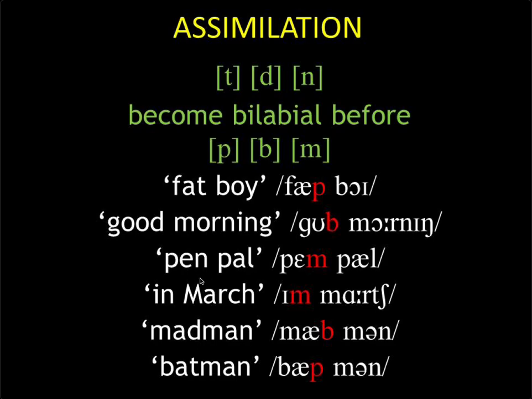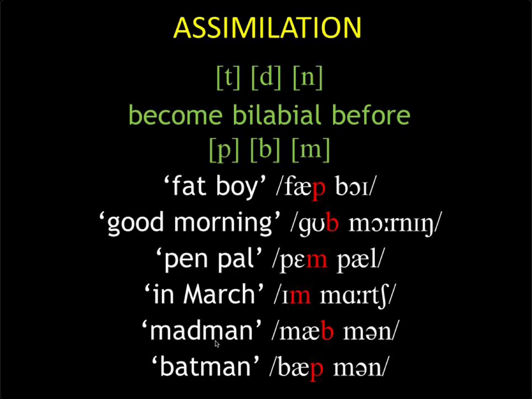Pen pal, the same. The n will borrow the bilabial place of articulation from p, and will become m. So pen pal. You touch your lips here. In March, the same thing. Instead of saying in March, the n will borrow the bilabial place of articulation from m, and you end up saying in March. Just one m. In March.